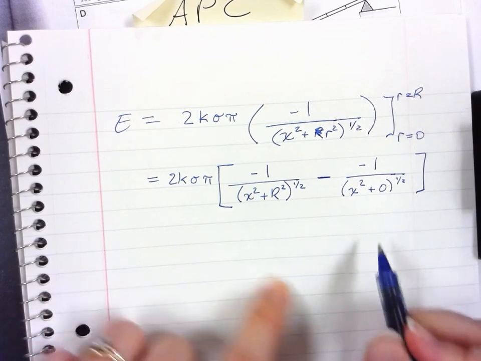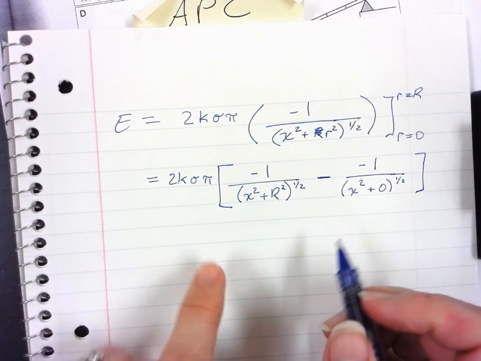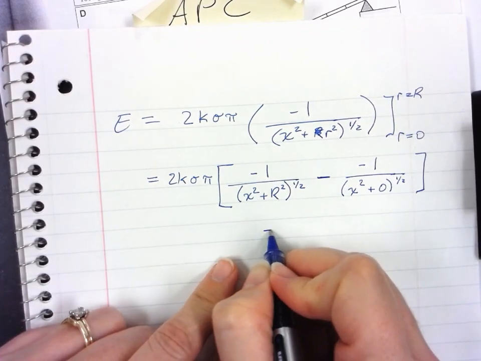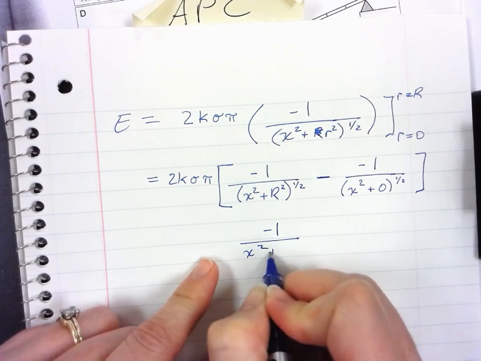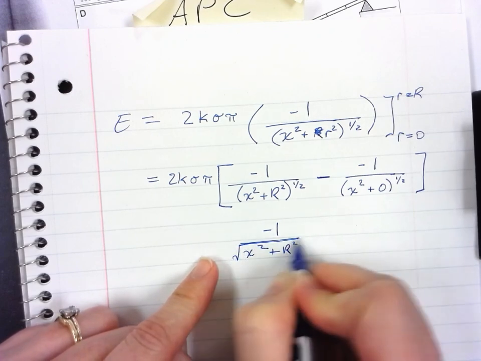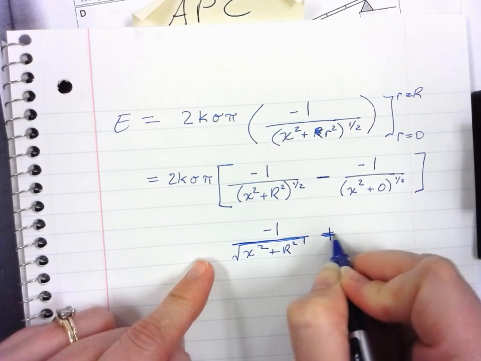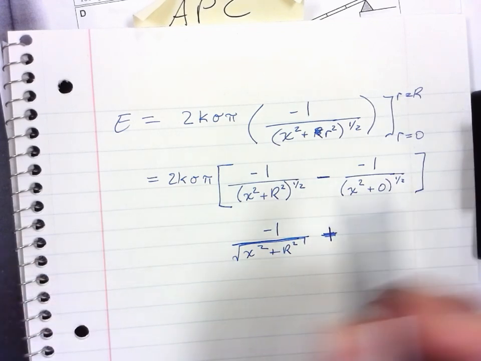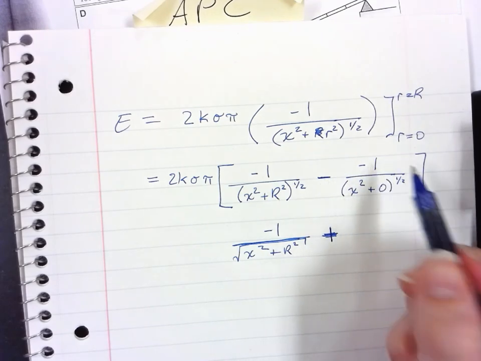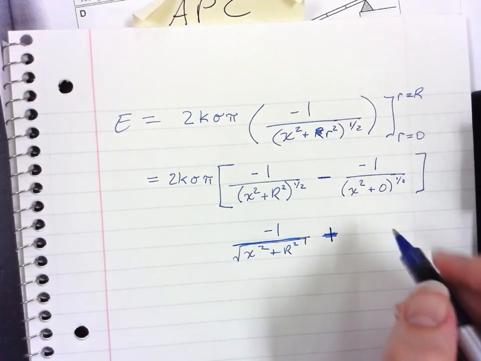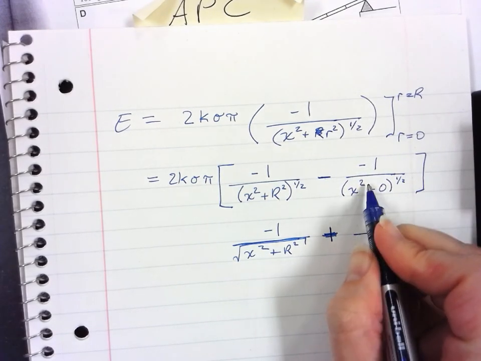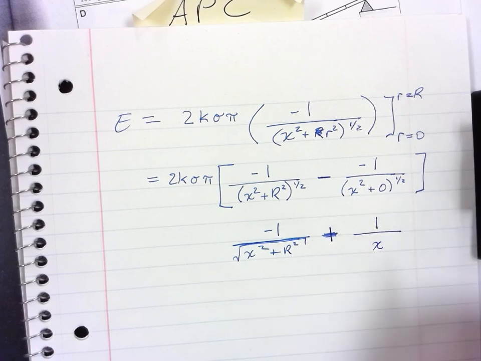So now I'm just going to simplify this inside. I'm not going to write the equal sign. So this is -1 over x squared plus r squared. I'm going to change it into a square root. Equals, no, plus, dang it, equals. That's what I get for not writing it over here. So negative, subtract a negative turns into a positive. So this is 1 over x squared to the 1/2. This is just 1 over x.